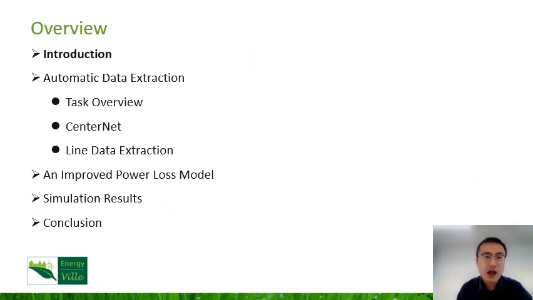In this presentation, I will start with a brief introduction about design automation of power converters. And then I will explain the detailed procedures for data extraction from semiconductor datasheets, including the task overview, the CenterNet, which is the object detection algorithm we used, and also the data extraction details. After that, an improved power loss calculation model for transistors is introduced by using the dynamic data extracted from datasheets. Then the next part is simulation results, and the final part is the conclusion.